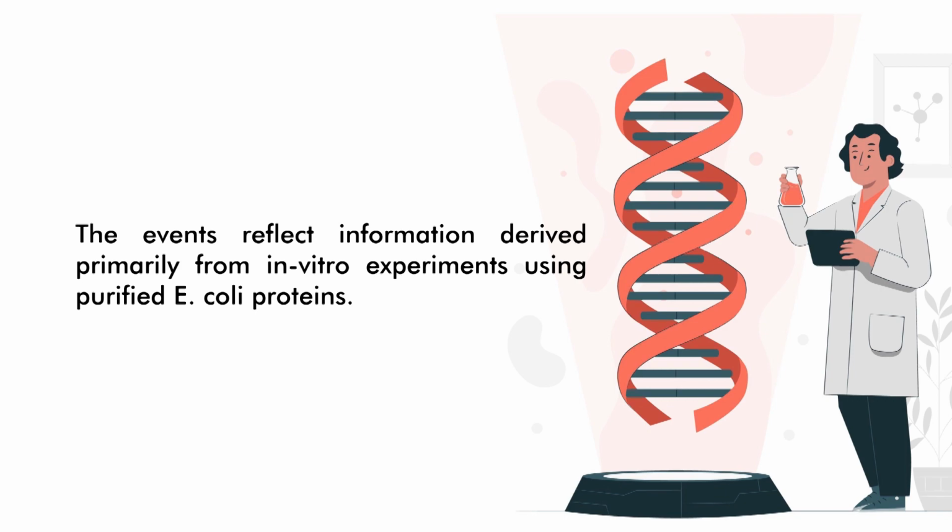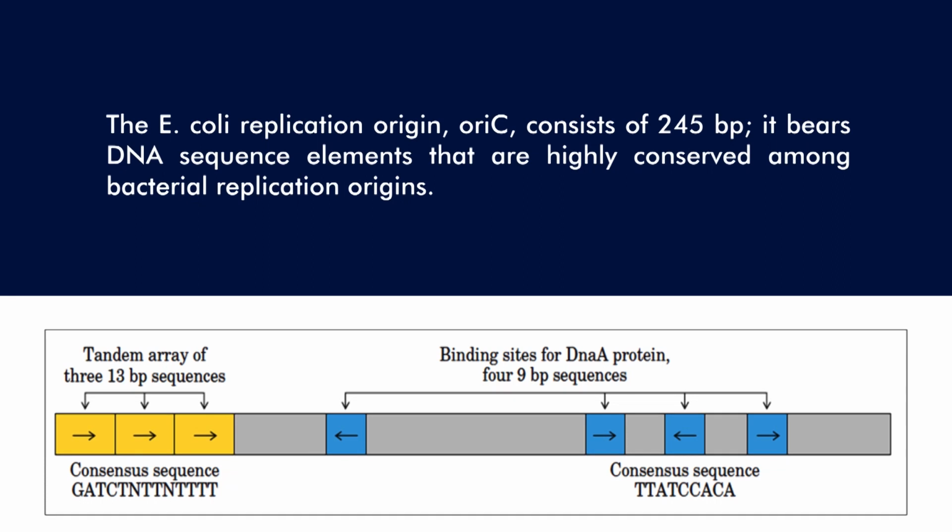First step is initiation. The event reflects information derived from in vitro experiments using purified E. coli proteins. Initiation involves recognition of origin by a complex of proteins. Before DNA synthesis begins, the parental strands must be separated and transiently stabilized in the single-stranded state. Then, synthesis of daughter strands can be initiated at the replication fork. The E. coli replication origin, that is the ORI-C, consists of 245 base pairs. It bears DNA sequence elements that are highly conserved among bacterial replication origins.